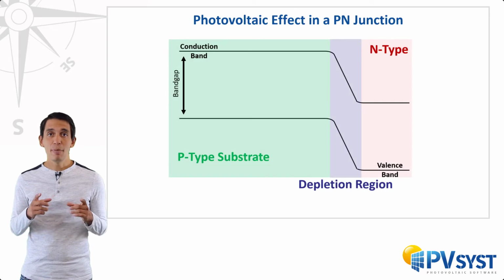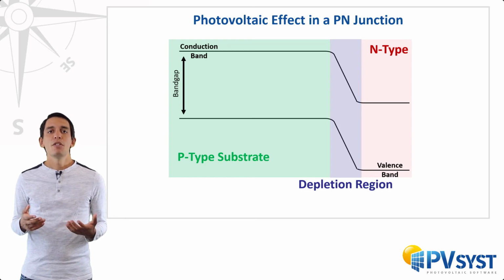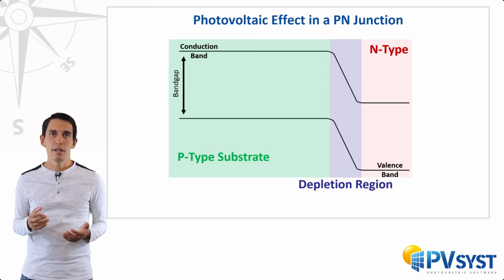Here is the band diagram again of a p-n junction. In a crystalline solar cell, one of your materials, the substrate, will be orders of magnitude thicker than the other. In this example, we have a solar cell with a p-type substrate, so we have a very thick p-type layer and a very thin n-type layer. Most of the generation step will happen in our thicker material, which, in this case, is our p-type substrate. So we'll focus there first.